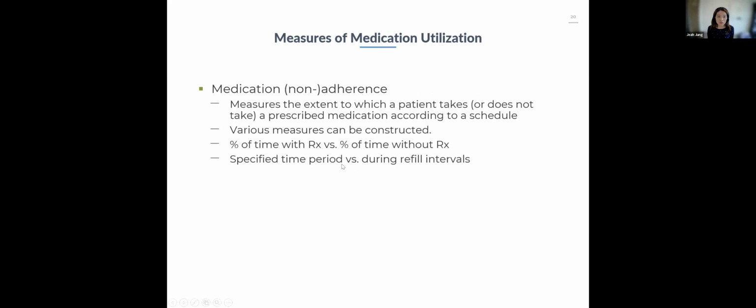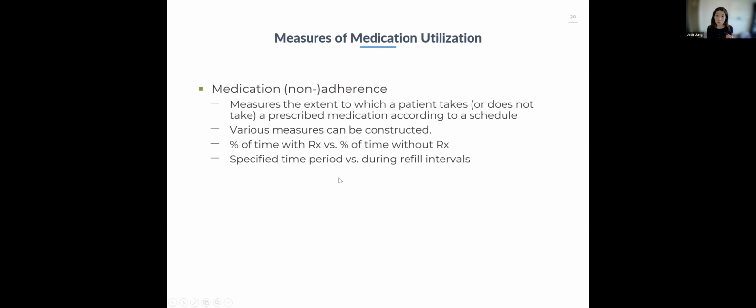So medication adherence measures the extent to which beneficiaries take, or if you're looking at non-adherence, do not take, a prescribed medication according to a recommended schedule. Okay? There are various measures that you can construct. You could focus on the percent of time with the RX, the prescription drug, or the percent of time without RX. This is going to be adherence, and this is going to be non-adherence.